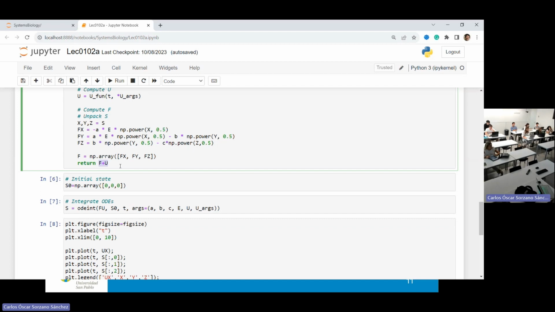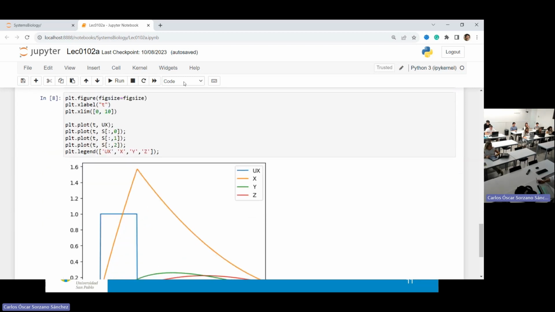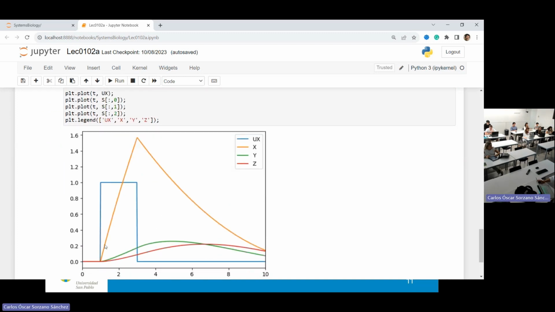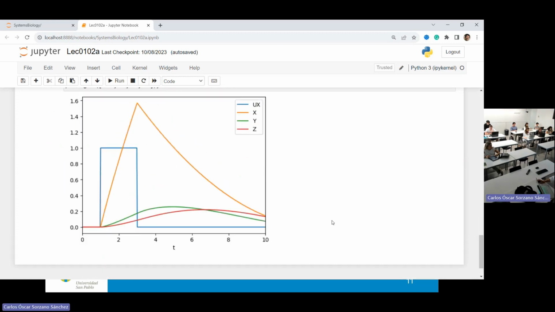Okay, our initial state, 0. And now we solve the differential equation. So we solve it with this function from SciPy. And now at this point, we have the solution of S. And the solution of S is the one that I have shown before.